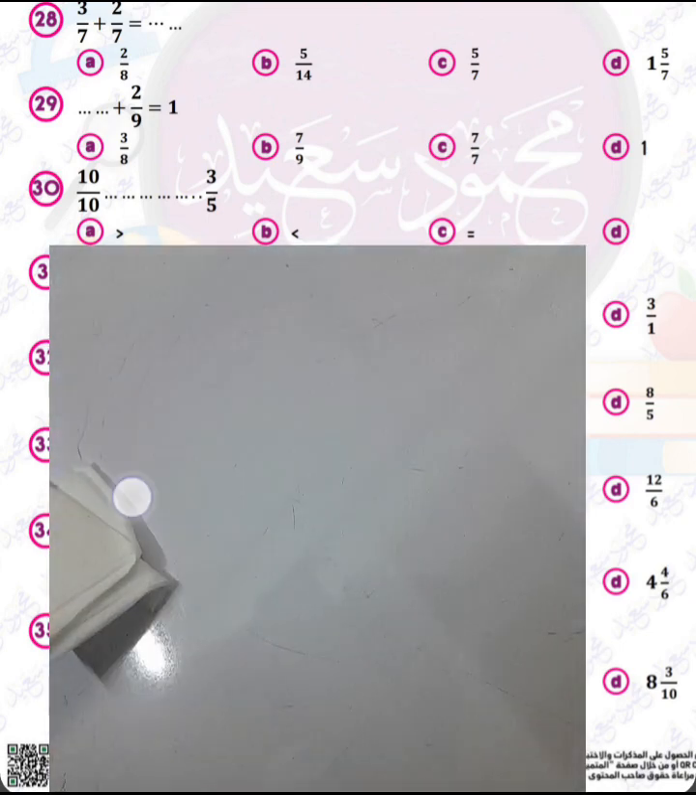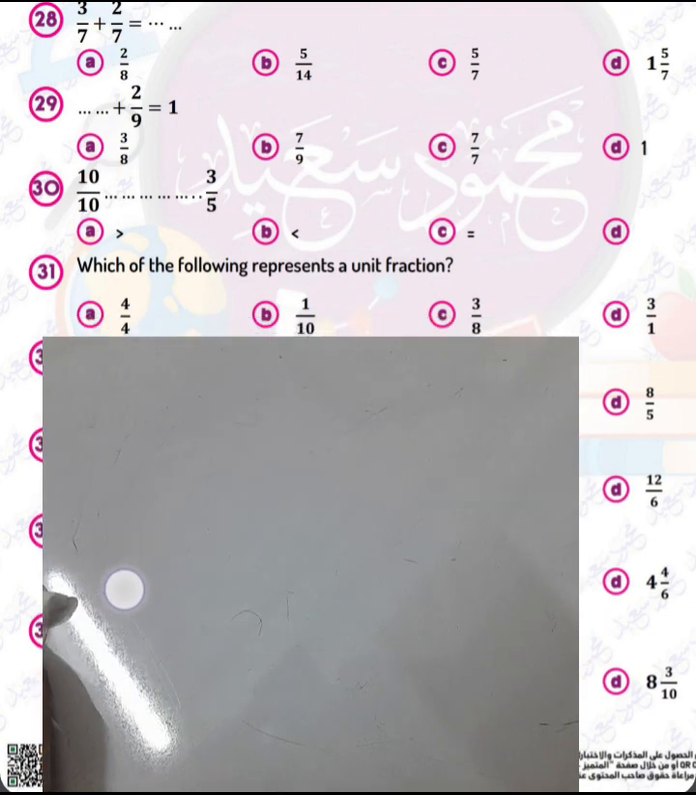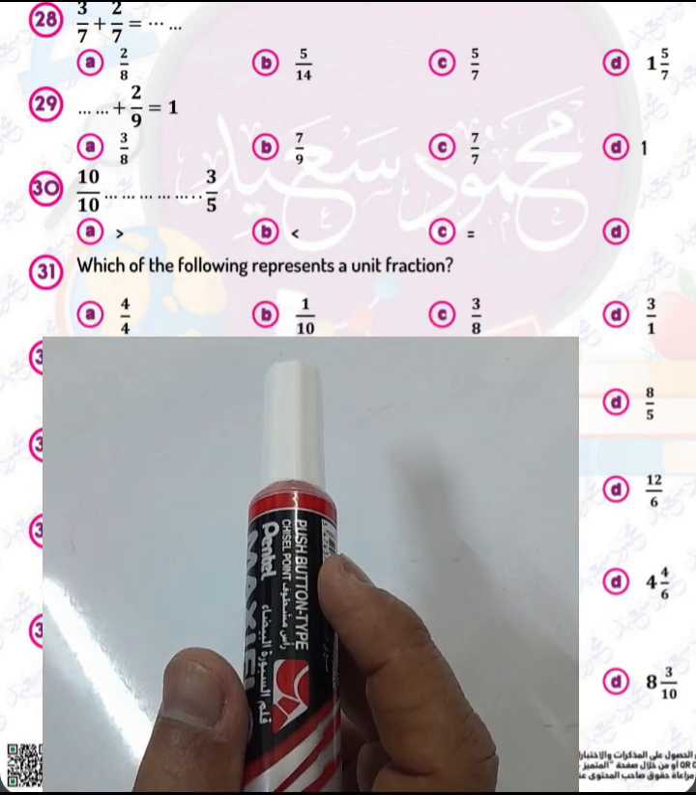Okay. Which of the following represents a unit fraction? We have 1 over 10. Choose letter B.